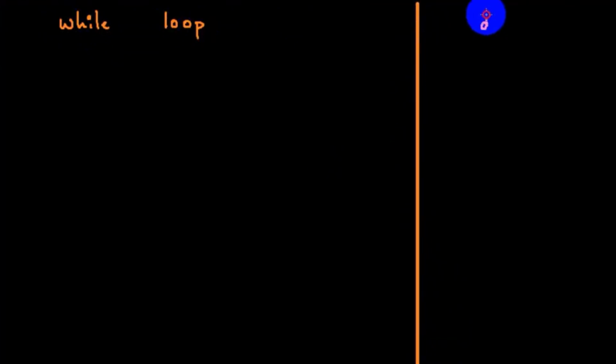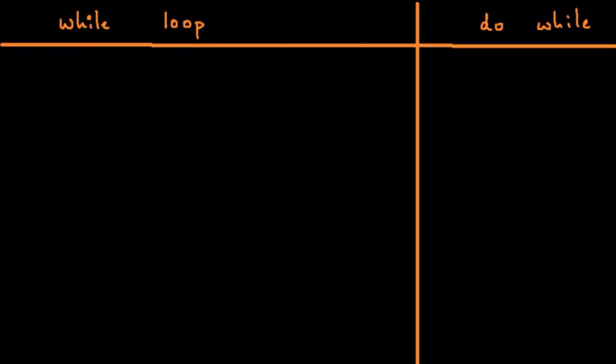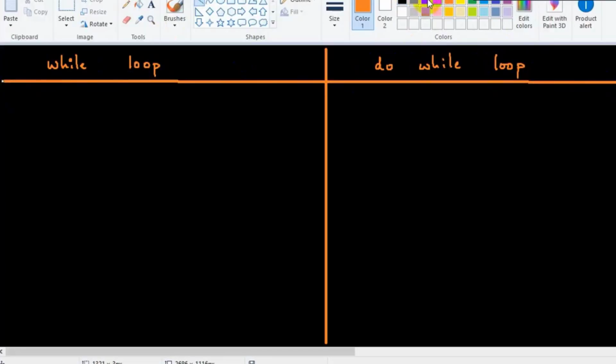Now here imagine we have two looping statements, correct? One is the while loop, and the other one is the do while loop. These are the two looping statements which we generally have here. So what is the first difference here?